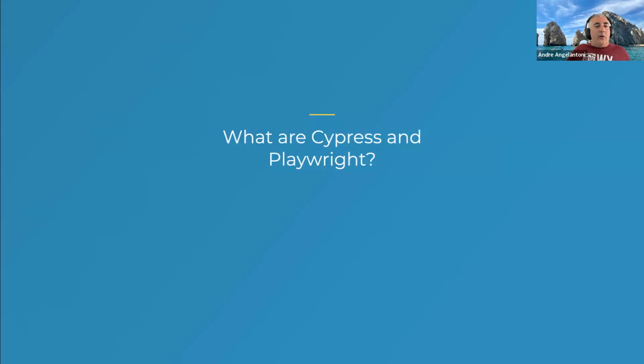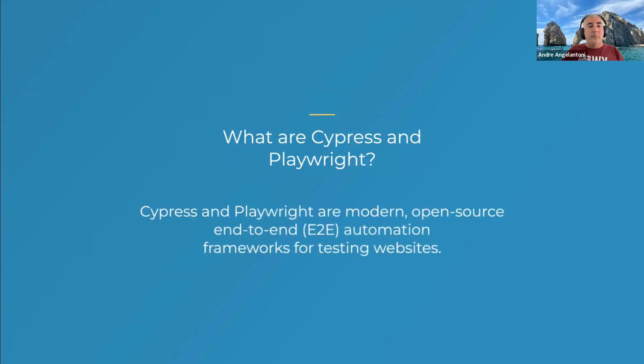Okay, so what are Cypress and Playwright? There are a lot of tools out there. If you have started to look into automated testing, it's insane how many tools there are out there. But two of them have captured a lot of attention. There are, of course, the traditional ones like Selenium. I'm not really going to do a huge comparison, but the two big ones right now that seem to have a lot of mind share are Cypress, and coming on strong is Playwright. So Cypress and Playwright are modern, open source, end-to-end automation frameworks for testing websites.